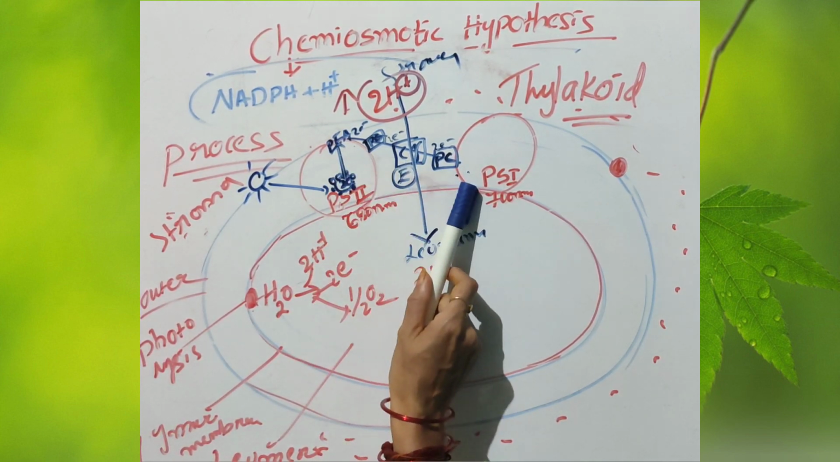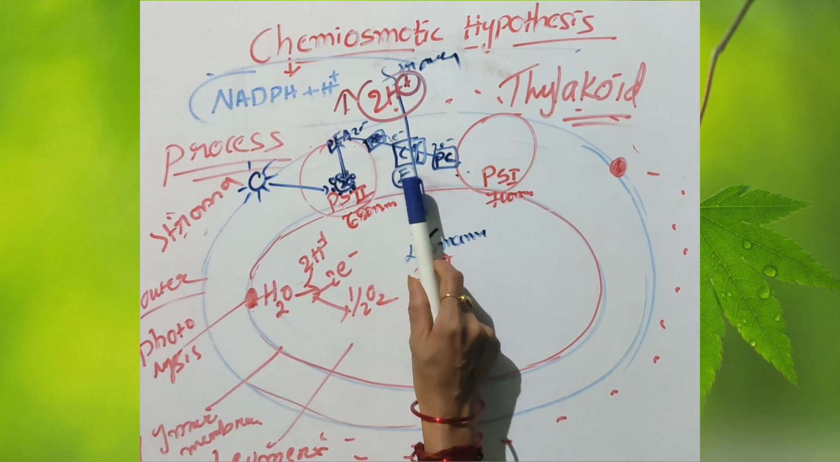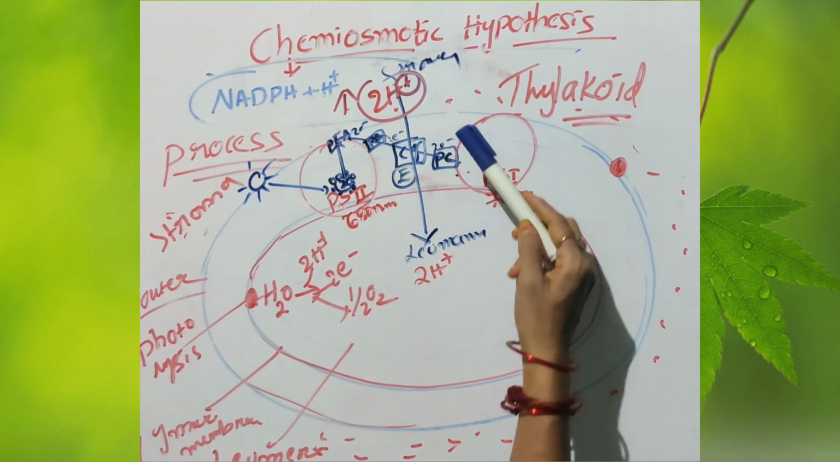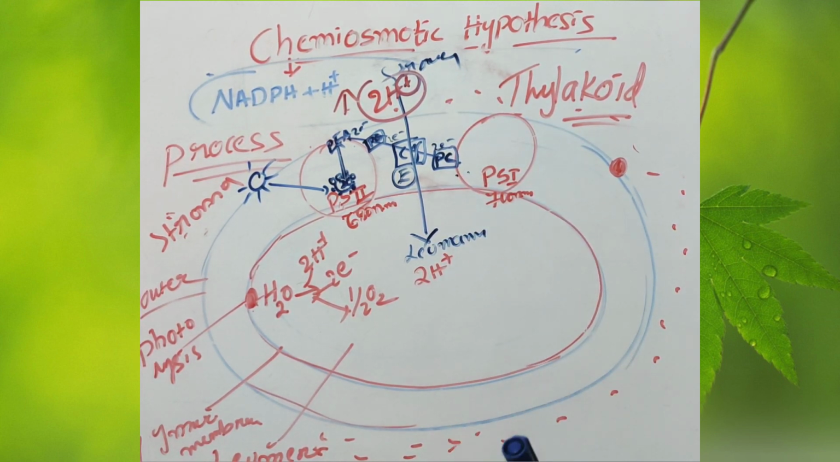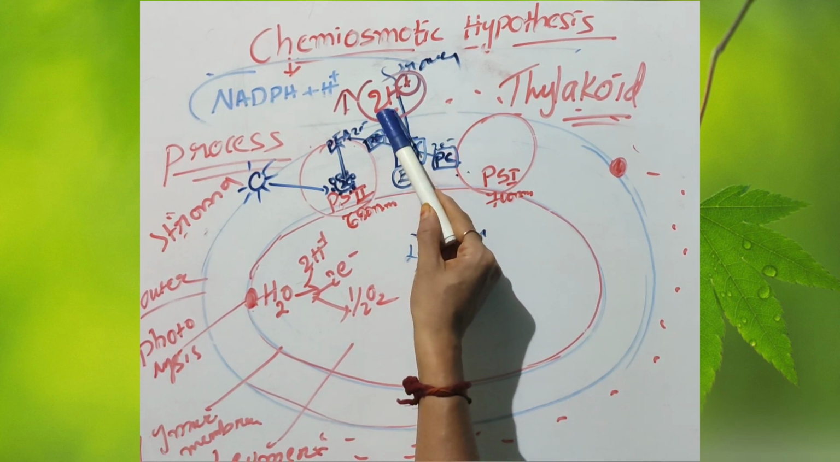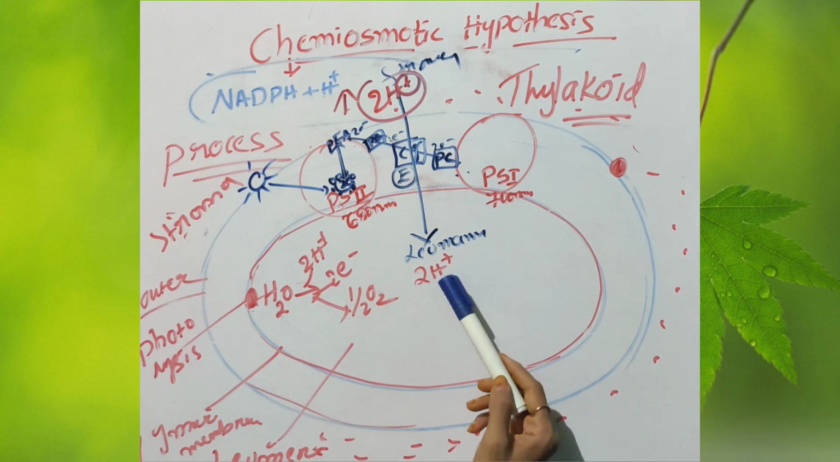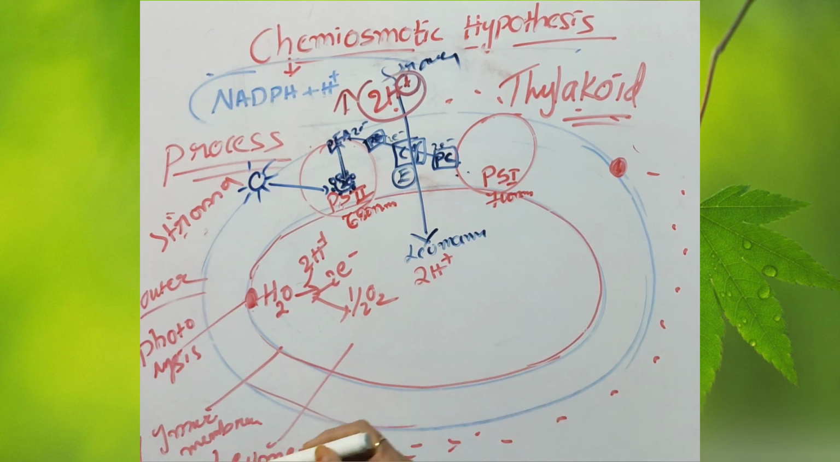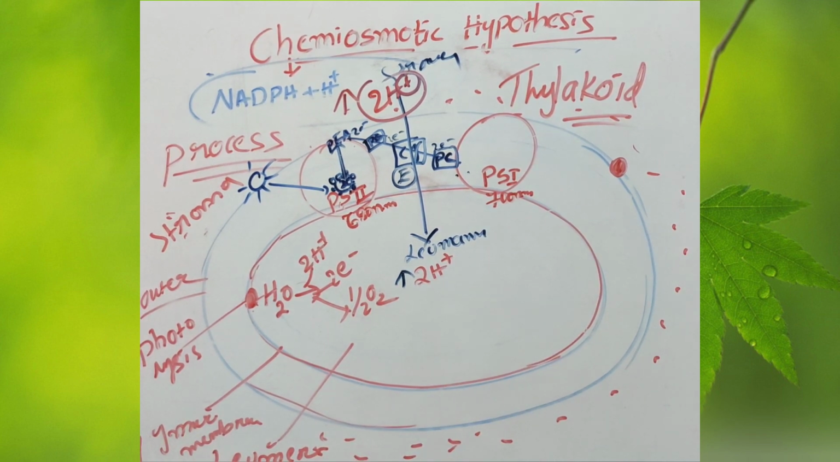During electron transportation, some amount of energy is released at the cytochrome center. That energy is utilized for the pumping of protons from the stroma to the lumen of the thylakoid. So, the proton concentration is increased in the lumen of the thylakoid. This is a very important step in ATP synthesis.